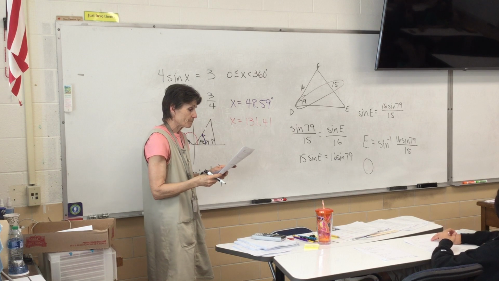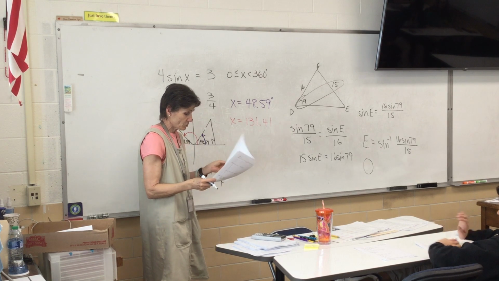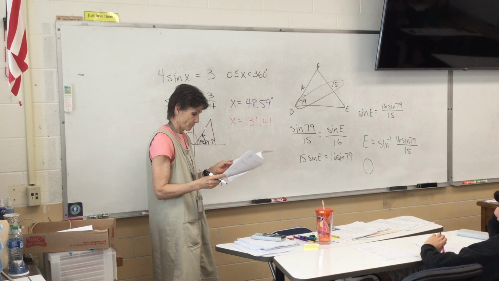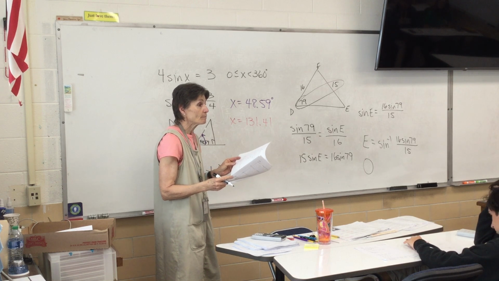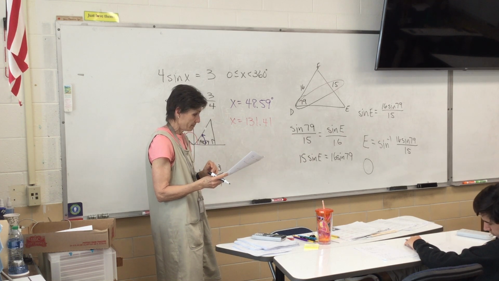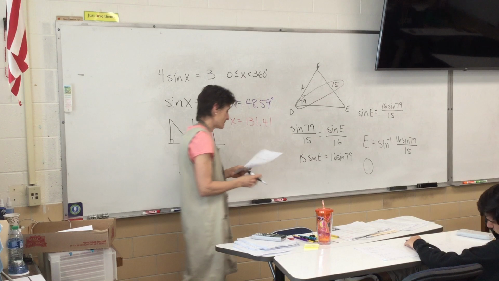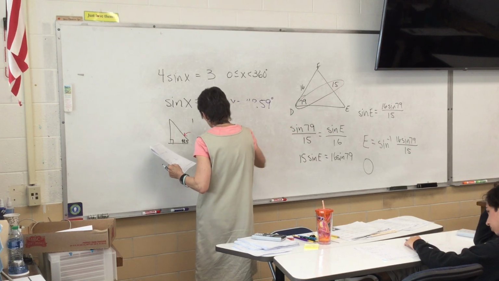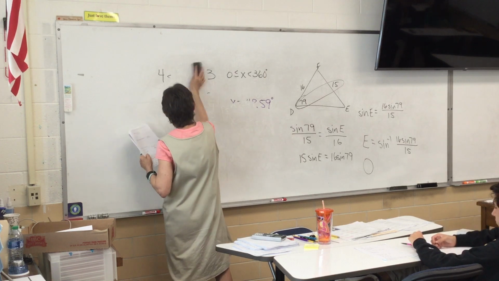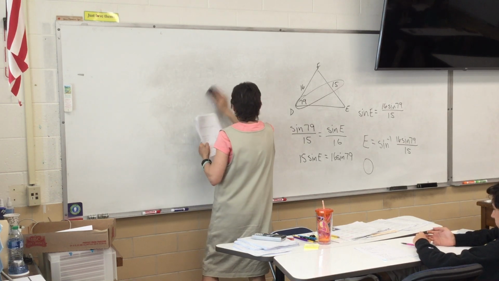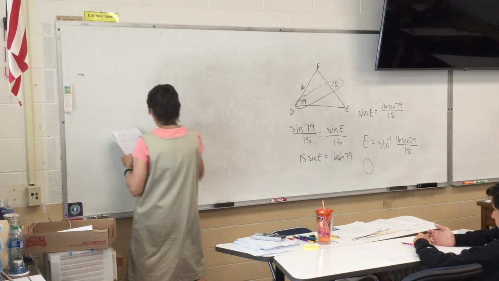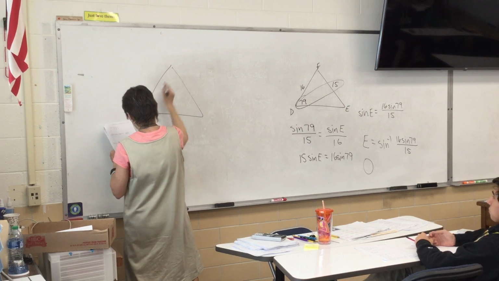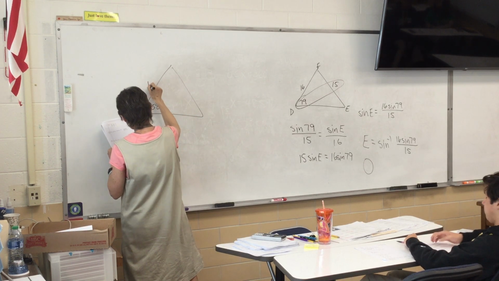All right. Another question. Which one? 9B says find the area of the triangle. Now these are calculator problems. We're finding the area of the triangle. What number? 9B.